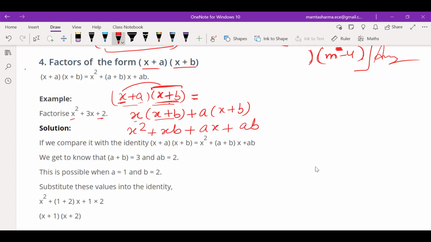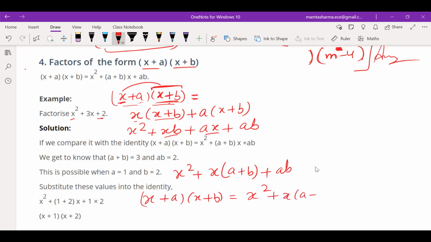Now write x square as it is. Take x as common. You will be left with a plus b, and write down ab as it is. So the meaning is that when you expand x plus a, x plus b, you will get the result x square plus x into a plus b plus ab. You have to remember this result.